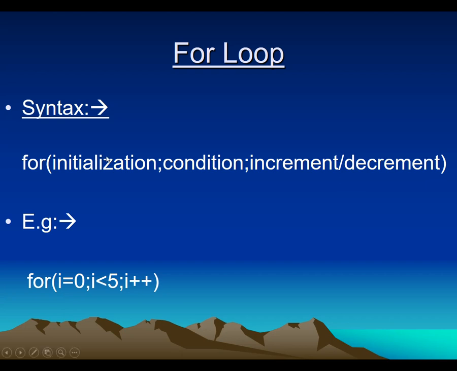Again I am repeating. In the syntactical part of for, it consists of three sections. Section number 1 is initialization, which is followed by a semicolon. The next part is condition, which is also followed by a semicolon, and the third part is increment or decrement, which is not followed by a semicolon. So in this way we can write the syntax of the for loop.